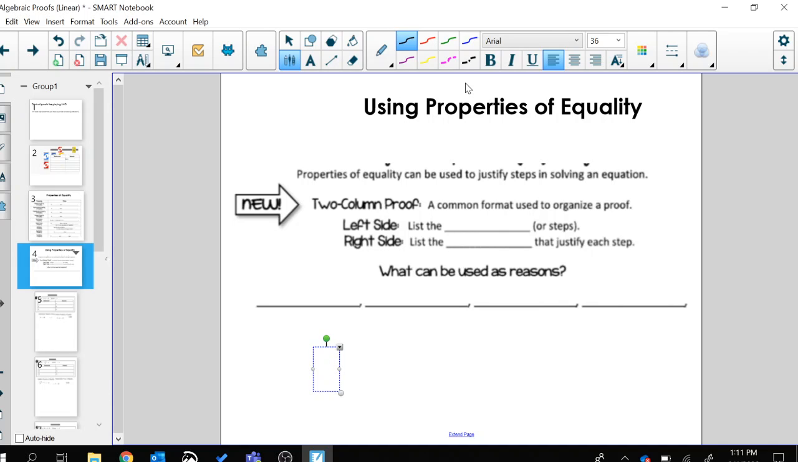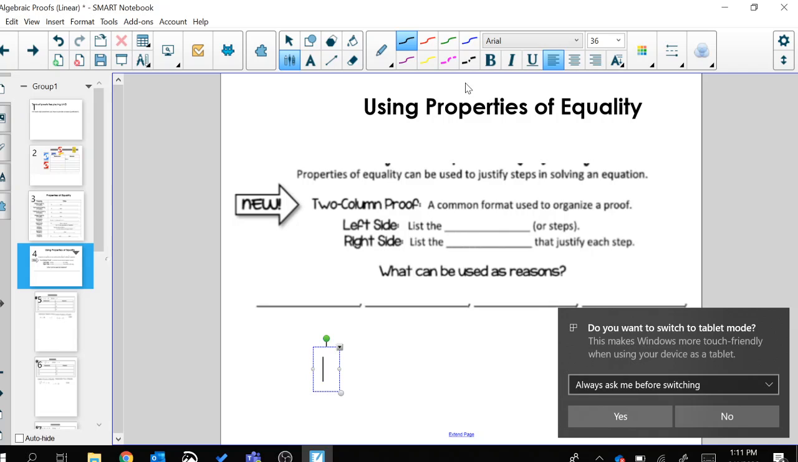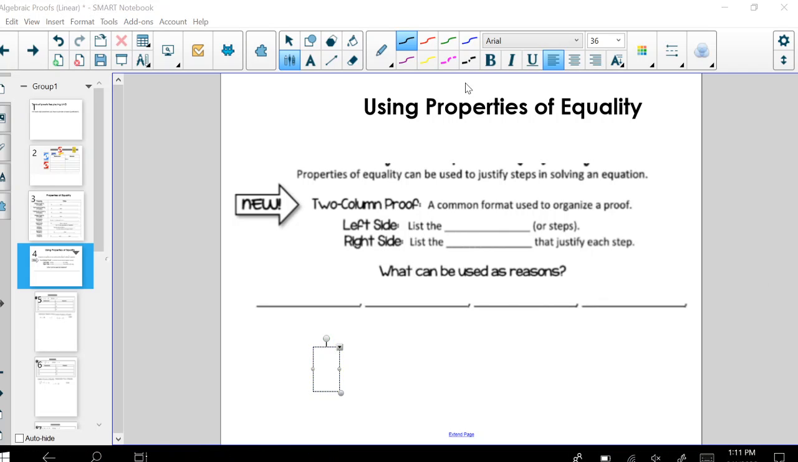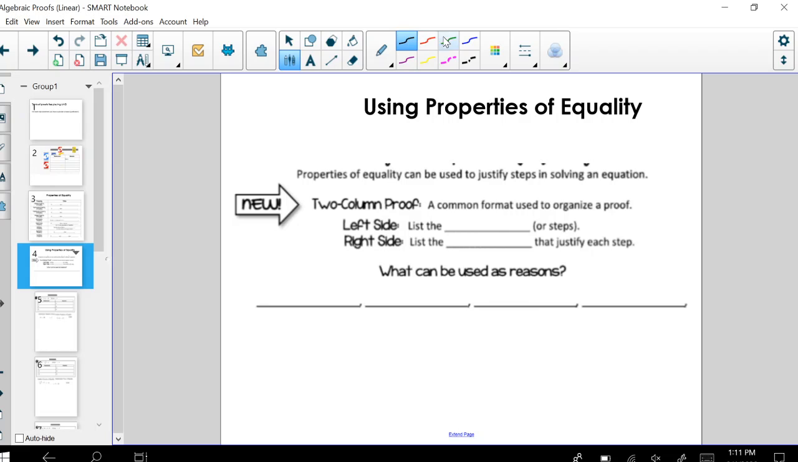All right, so in the last video, we stopped here with using properties of equality and how we can set up two-column proofs as we're doing this. So like I said, we're going to start with some algebraic proofs because you guys should be familiar with solving equations algebraically. So as a reminder, the left side is our statements or our steps.